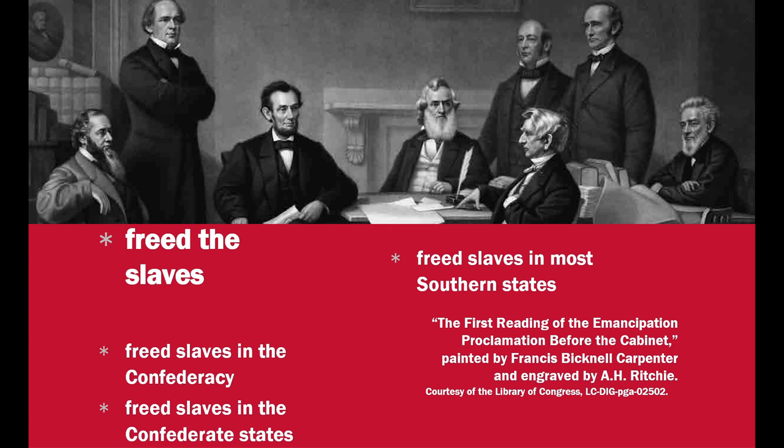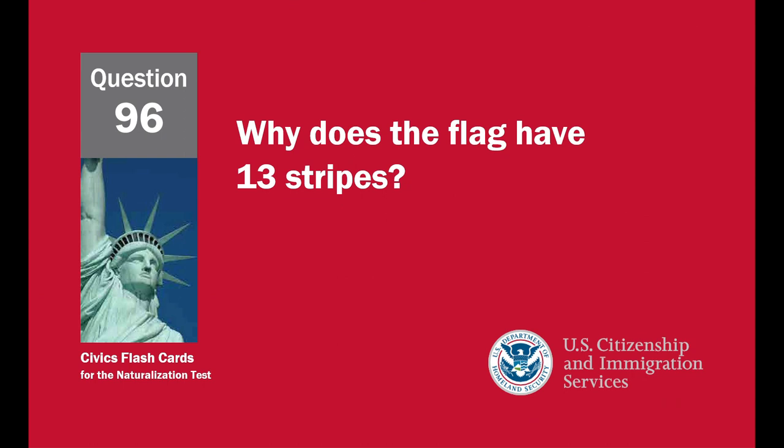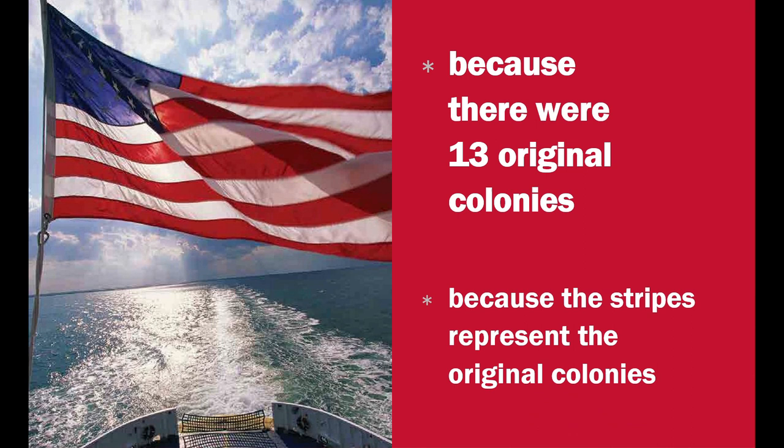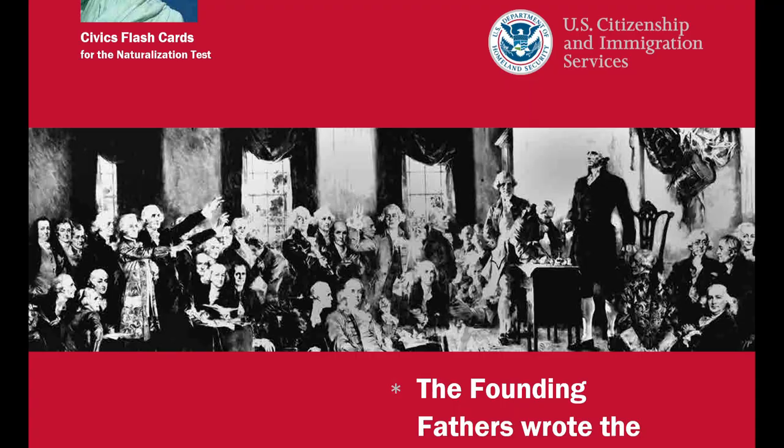What ocean is on the east coast of the United States? Atlantic Ocean. Why does the flag have 13 stripes? Because there were 13 original colonies. What happened at the Constitutional Convention? The Constitution was written.